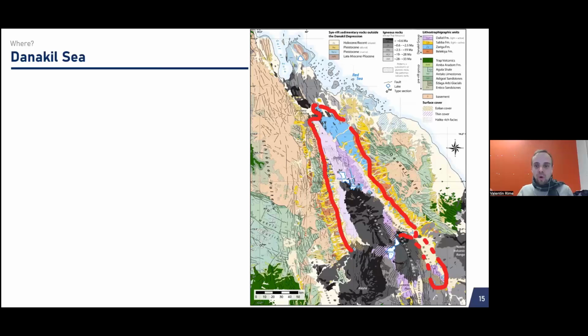For the question of where, it's probably not the most interesting, but the question of from where is probably most interesting. From where did the water come from? And in the literature, most authors would say that it came from the Gulf of Zula.